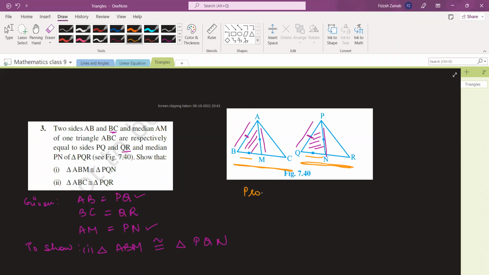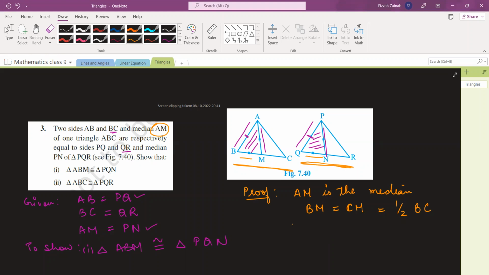It's simple. In the question, it is given that AM is the median. What is the definition of median? Median means this point M divides BC into two equal parts. That is the meaning of median: it divides the opposite side into two equal parts. So AM is the median, clear? So median means BM is equal to CM, which is just half of the full side BC, isn't it?